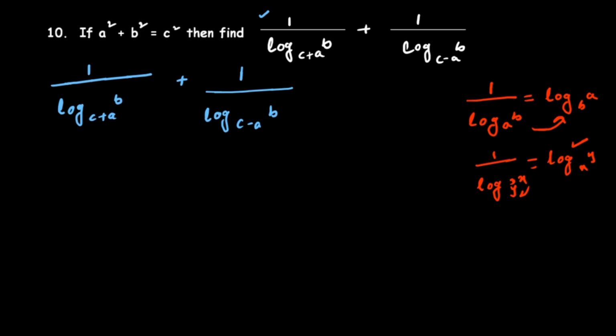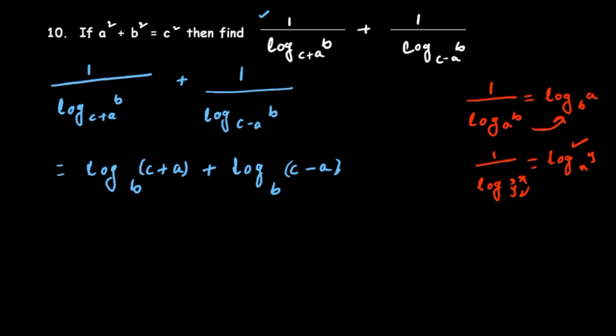So in the next step we write as log (c plus a) base b plus log (c minus a) base b. Okay, so this is in the form of log x plus log y. Log x plus log y we write as log x into y, correct?